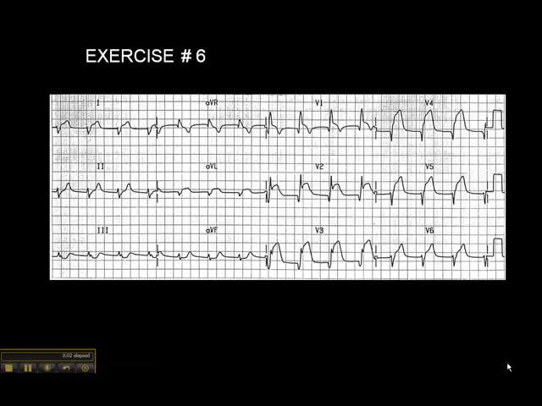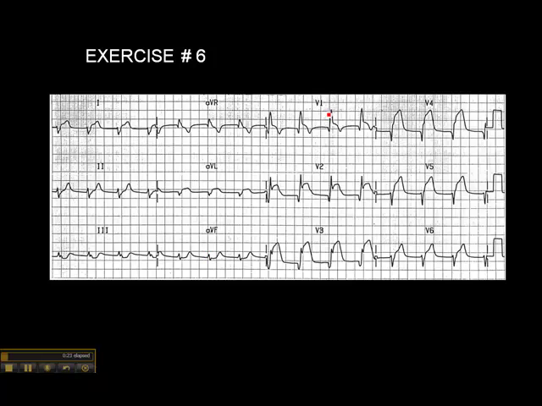Now we're on page 44, and this is exercise number 6. Once again, we'll start on the left side of the page, and we'll look at the inferior leads here that reflect the RCA, and there's no ST elevation in 2, no ST elevation in 3, if anything, maybe a little bit of ST sagging. No ST elevation in AVF, so we rule out inferior wall MI.